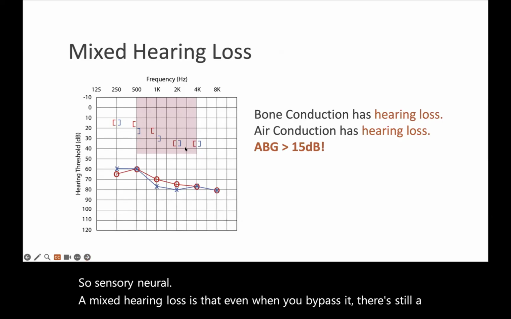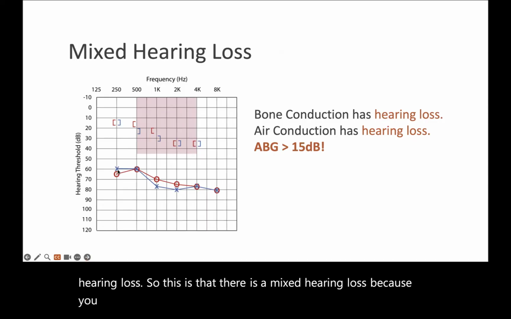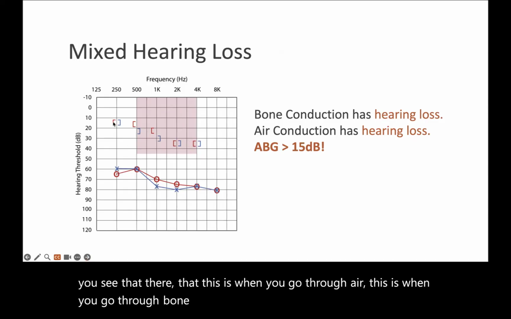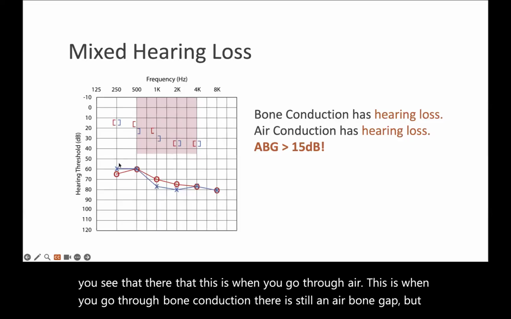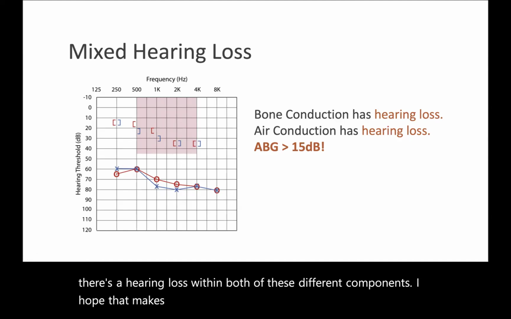A mixed hearing loss is that even when you bypass it, there's still a hearing loss. So this is a mixed hearing loss because you see that this is when you go through air, this is when you go through bone conduction. There is still an air-bone gap, but there's a hearing loss within both of these different components. I hope that makes sense to you. If you have any questions, please let me know.